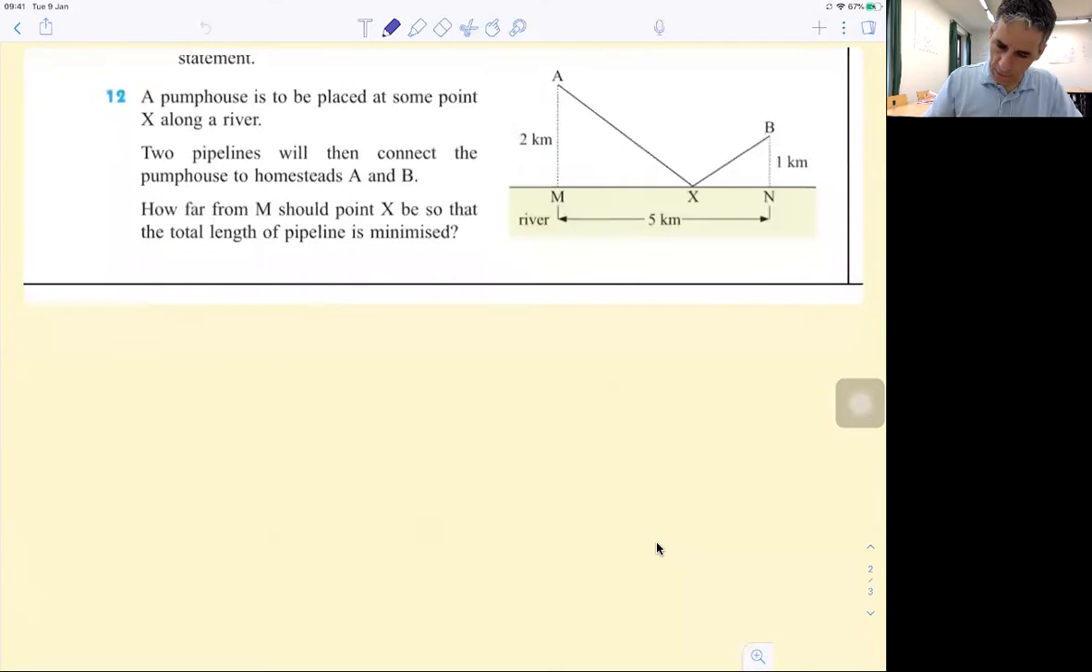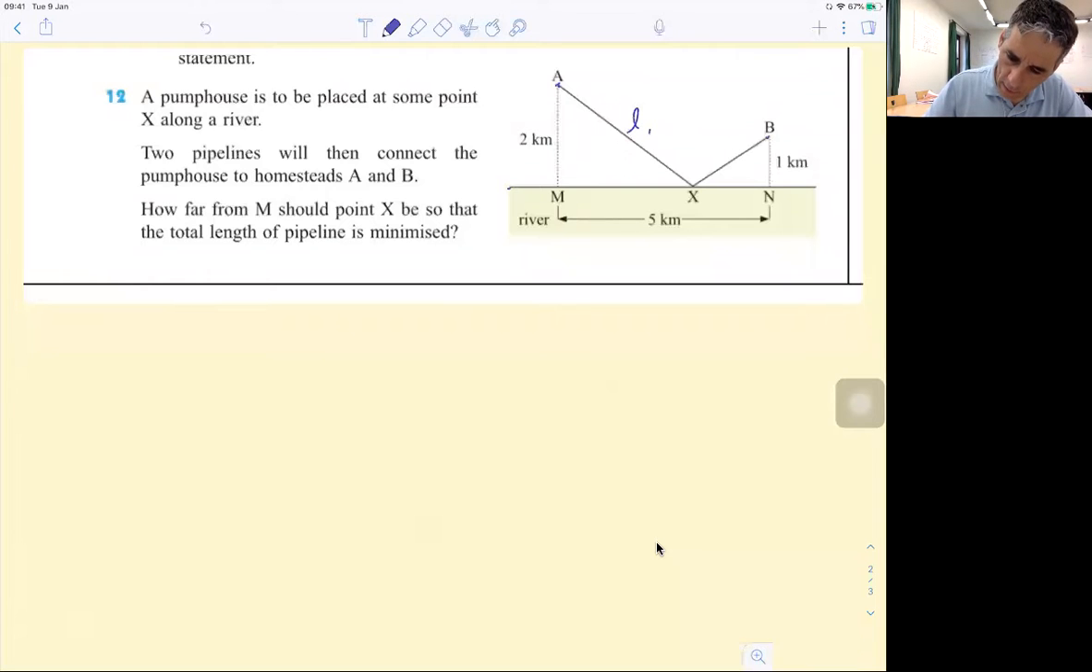The pipeline has to go from the pump house X to the house at A and the house at B. And we have to figure out the point X between M and N so that we minimize the amount of pipeline used. Okay, now M and N are 5 kilometers apart, if you go up from the river here. But if you go from M, which is at the river base, to A, that's 2K, and from N to B, that's 1K. And so what we want to do is minimize the length here.